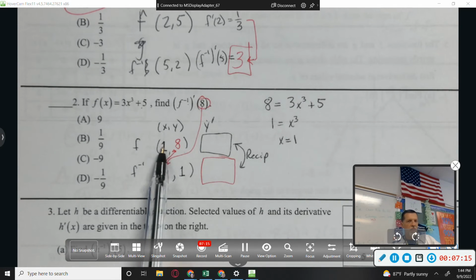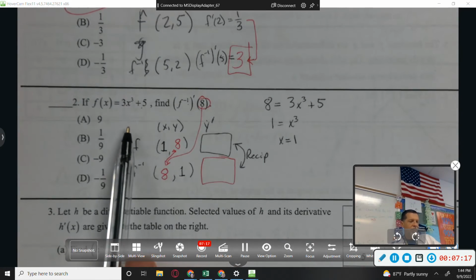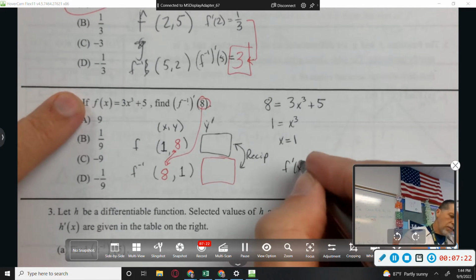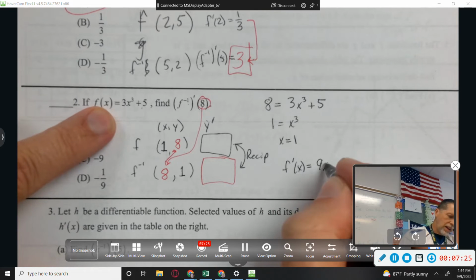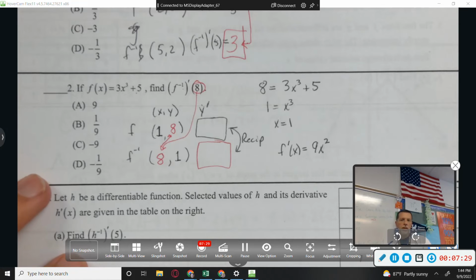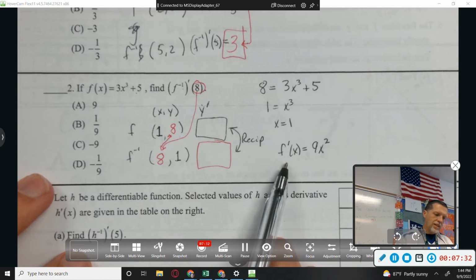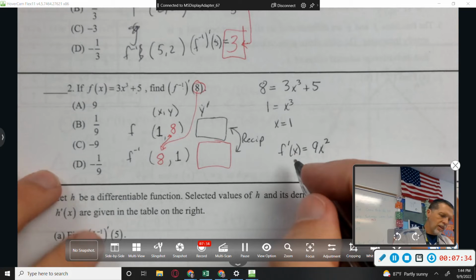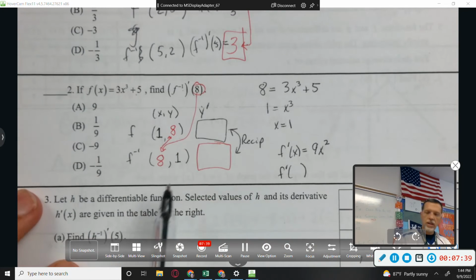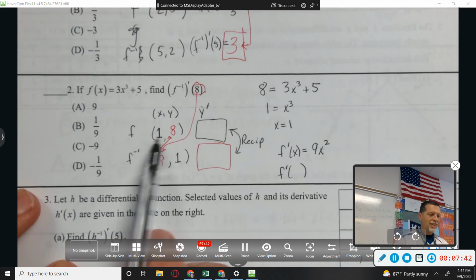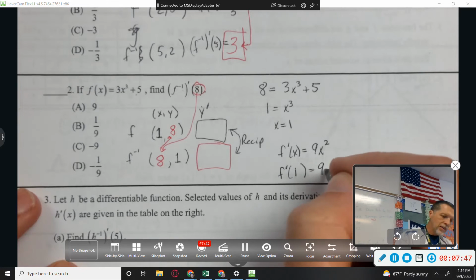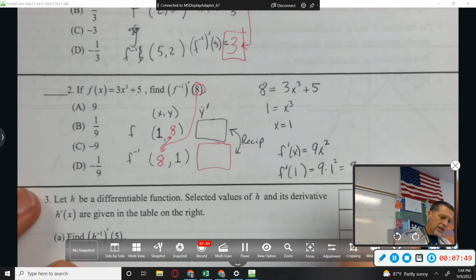Point slope formula? Not even that. Just take the derivative of this guy. F prime would be 9x squared. Again, that's helping me find the derivative of f. Where do I want to evaluate that derivative? At 8, or at 1? 1, because I'm on this line, so the x value is 1. So f prime of 1 is 9.